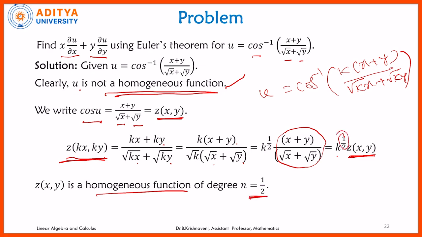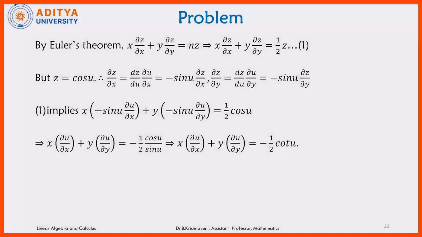Now let us apply Euler's theorem on z. What will be the equation you will get by Euler's theorem? x ∂z/∂x + y ∂z/∂y = nz. This is Euler's theorem, which implies x ∂z/∂x + y ∂z/∂y = 1/2 into z, since n is 1/2. Let us take this as equation number 1. But what is z equal to? z = cos u. That means u is a function of, again, what is u?